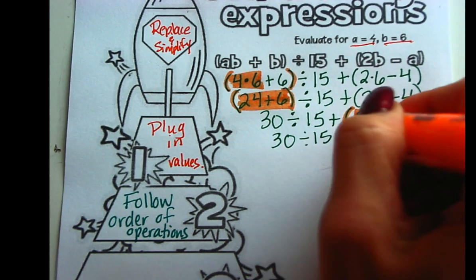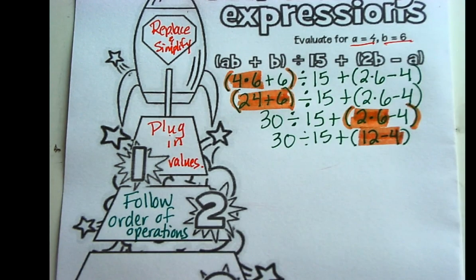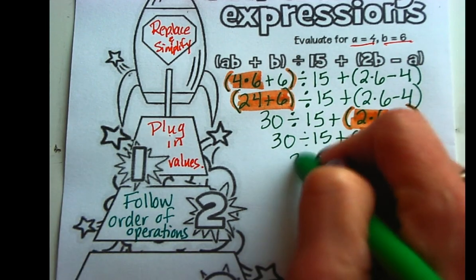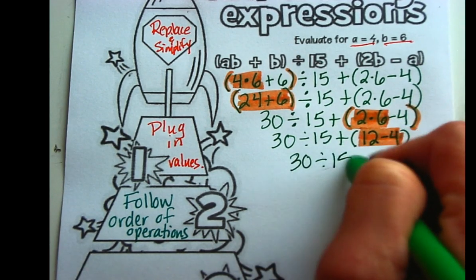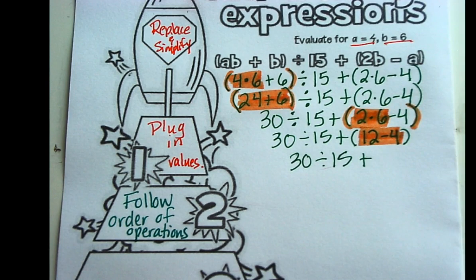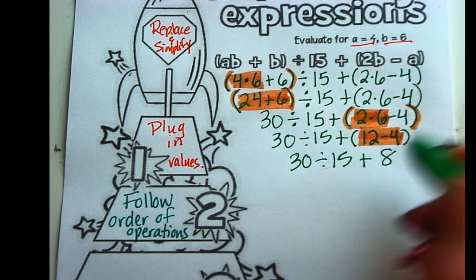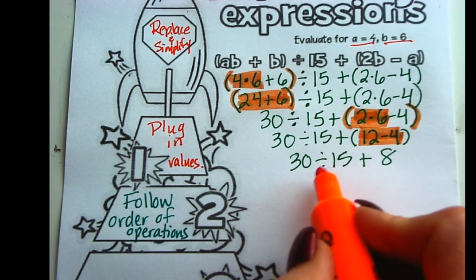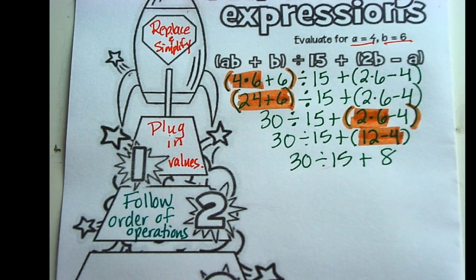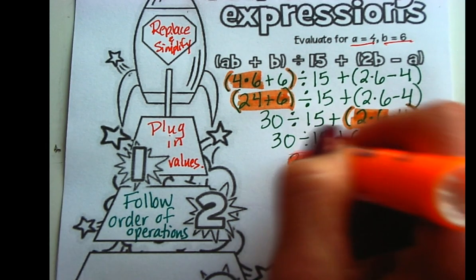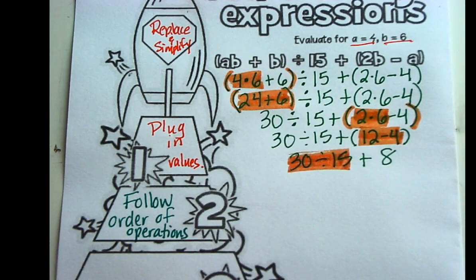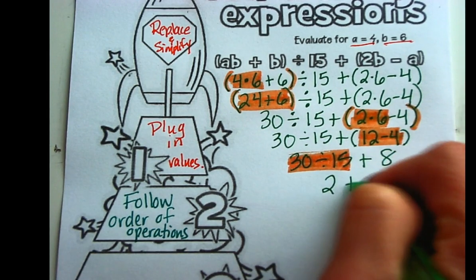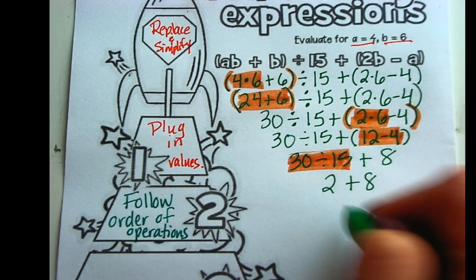12 minus 4, because I'm in my parentheses. So now it's 30 divided by 15. And what's 12 minus 4? 8. So now my next step, I have division and I have addition. Sanjayla, what comes next? Division. So I'm going to do 30 divided by 15, which is 2. And 2 plus 8 is 10.